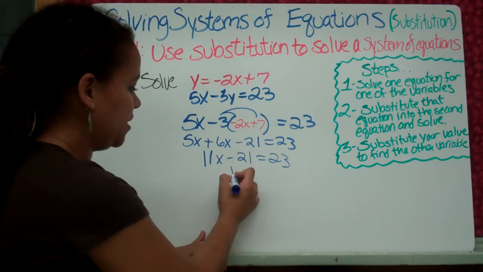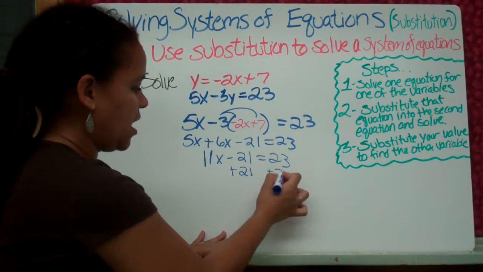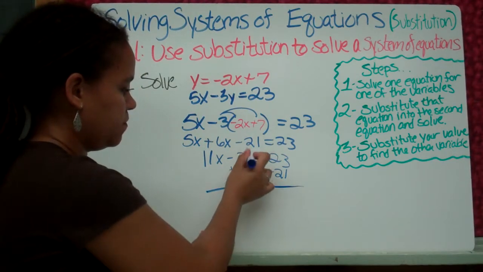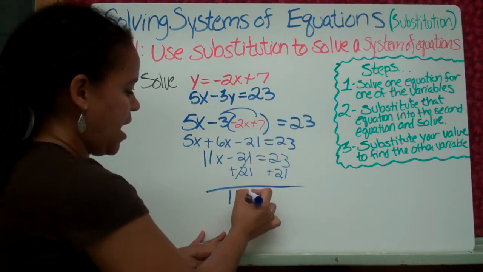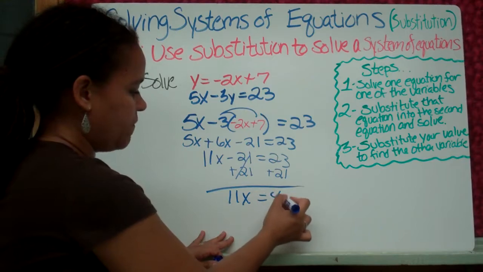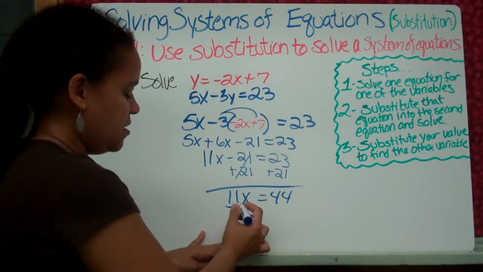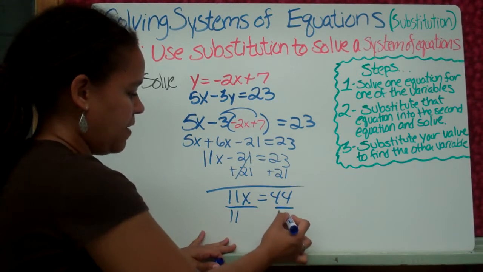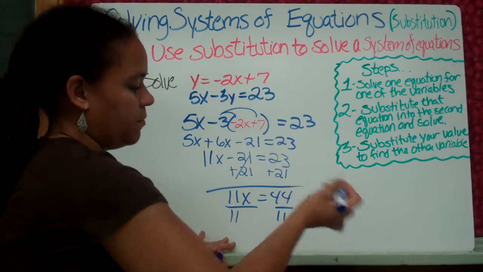We want to get rid of this, so we're going to add 21 to both sides. 11x is equal to 44. And then if we divide by 11, divide by 11, x is equal to 4.